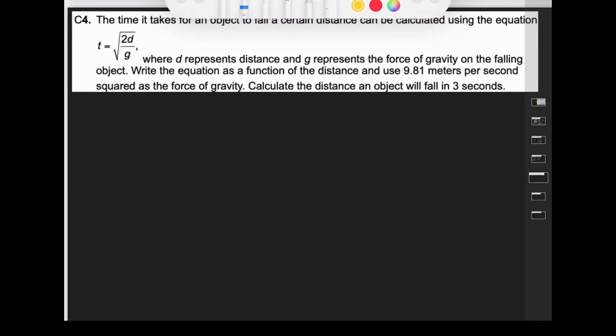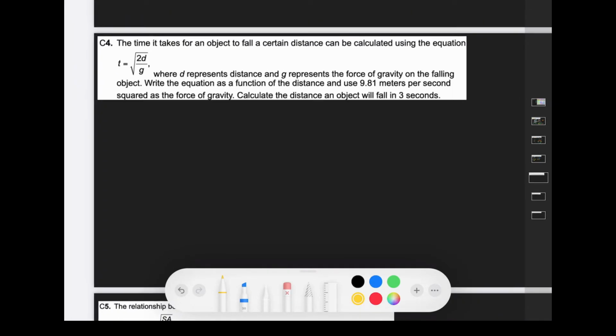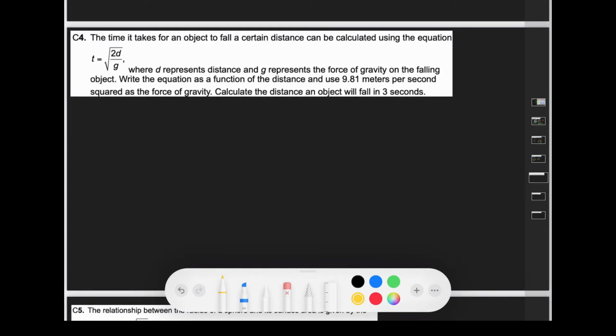All right, let's go over this next one here. C4. The time it takes an object to fall a certain distance can be calculated using the equation T equals the square root of 2d over g. Let's just write that. T equals the square root of 2d over g.